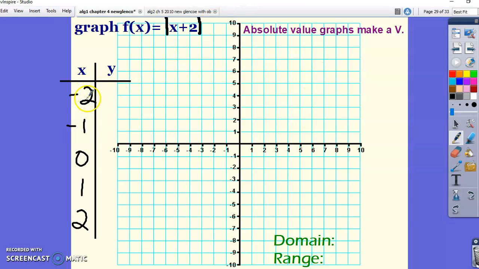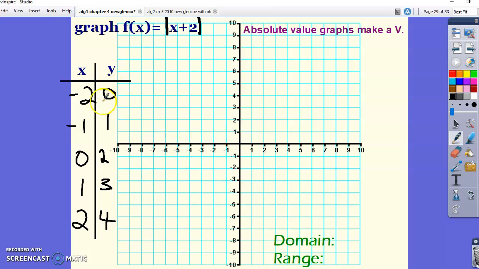So let's start here with my first number, -2. If I put -2 where x is, -2 plus 2 is 0. The absolute value of 0, well, that's a 0. -1 plus 2, well, that'll be a positive 1. The absolute value of 1 is 1. When you put the 0 in, you get 0 plus 2, which is 2. The absolute value of 2 is 2. And then put the 1 in, you're going to get a 3. The absolute value of 3 is 3. And then when you put the 2 in, you get a 4, and the absolute value of 4 is 4.